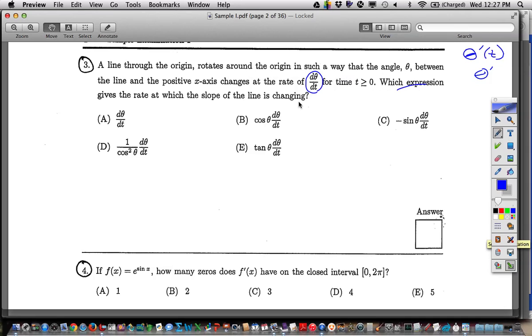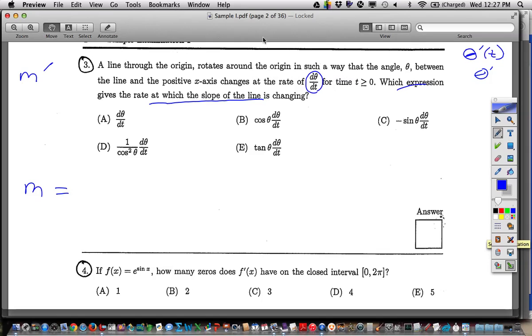Now it says, which expression gives the rate at which the slope is changing? So that would be, in other words, aren't they asking kind of for m prime? Right? If m is slope, they're asking for m prime. That's what they're asking for. Well, before you can find m prime, what do you need? An equation for m, right? So what we're looking for here is an equation that has m in it.